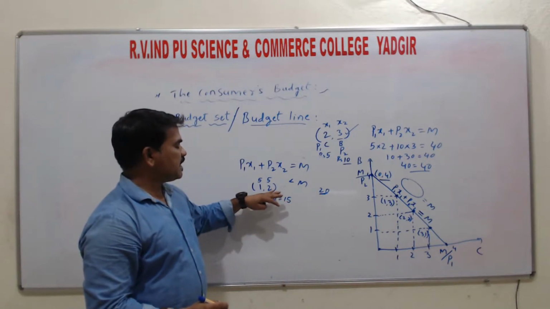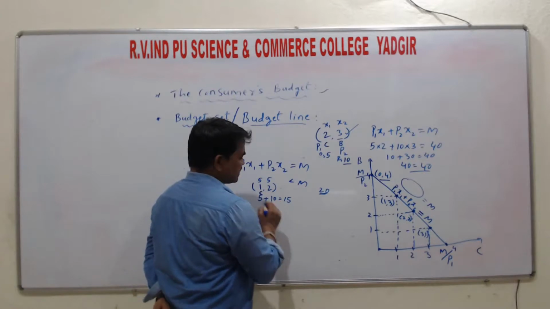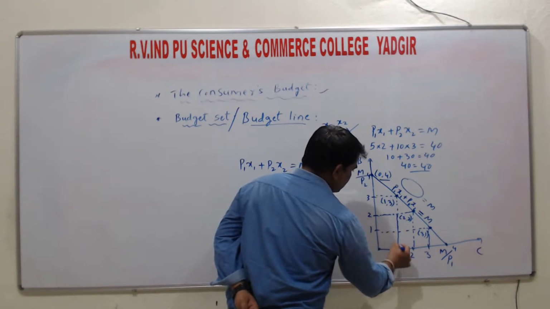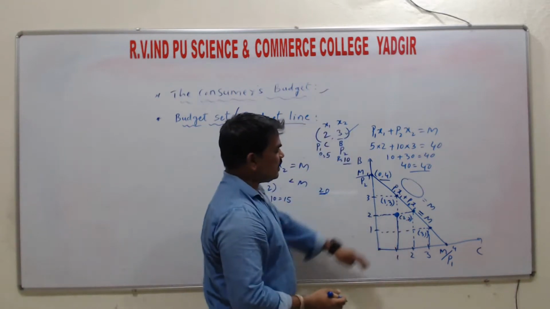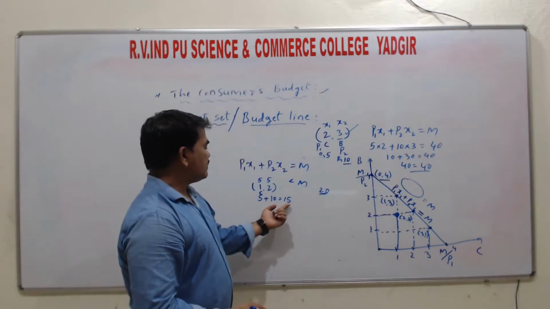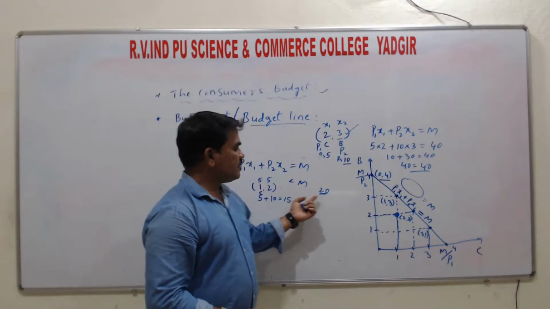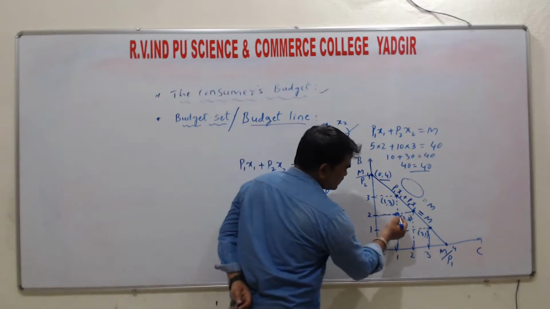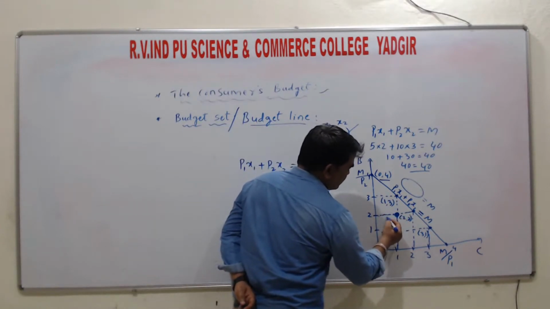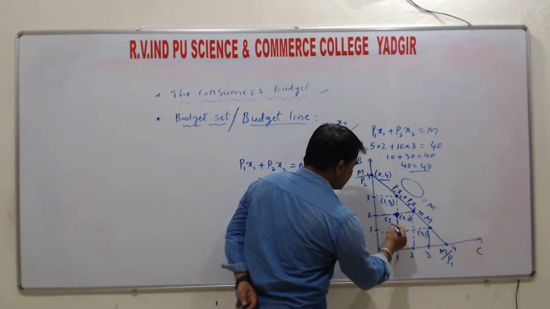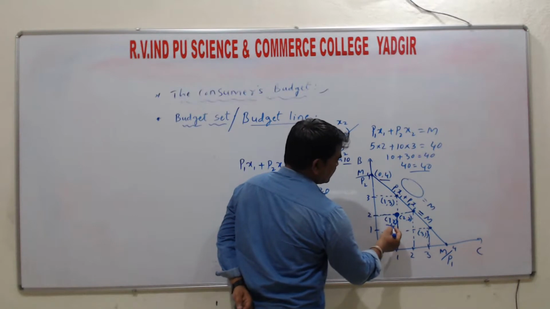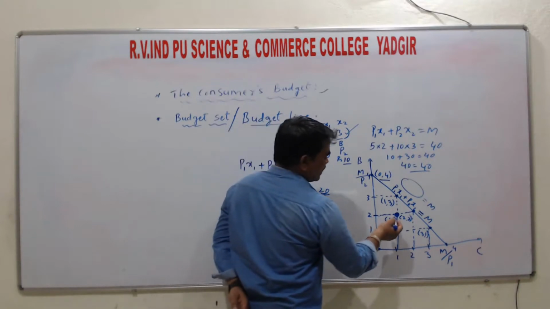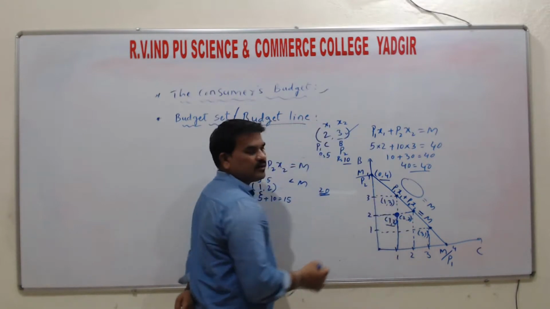So where will we get this bundle? We will see this: 1 chocolate, 2 biscuits. We'll get the bundle here, which is inside this budget line. If the cost is lesser than his income, then that bundle comes inside the budget line. As we see here, we have this bundle. It uses one chocolate and 2 biscuits. The cost of this bundle is 15, which is lesser than the income of the consumer, and this bundle comes inside the budget line.